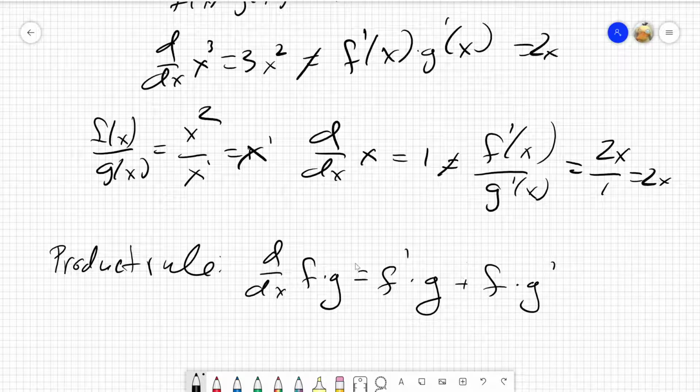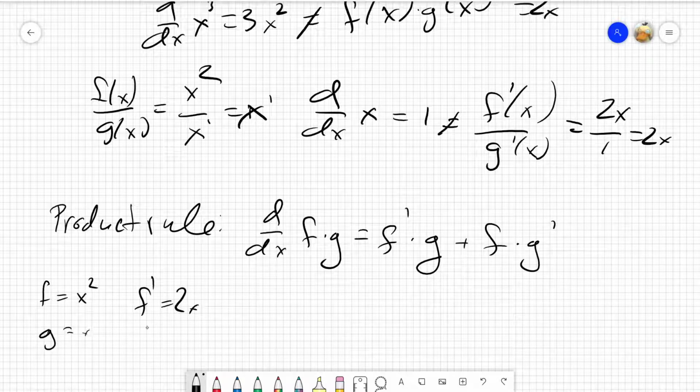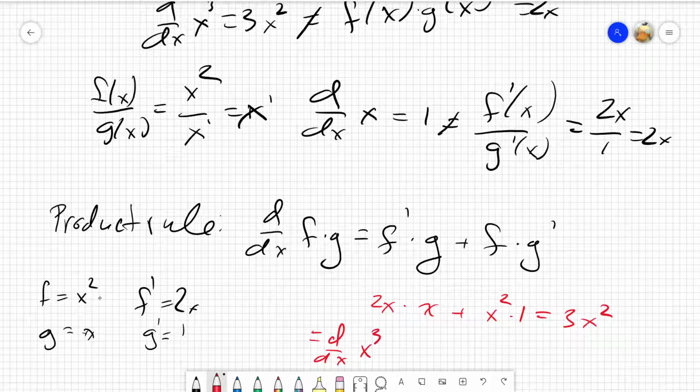So using our example up here, I had f was x squared, so f prime was 2x. I had g was x, so g prime was 1. And so then if I plug that into here, I'm going to get 2x times x plus x squared times 1, which is in fact 3x squared, which is the derivative with respect to x of x cubed, which is what f times g is. So the product rule works.